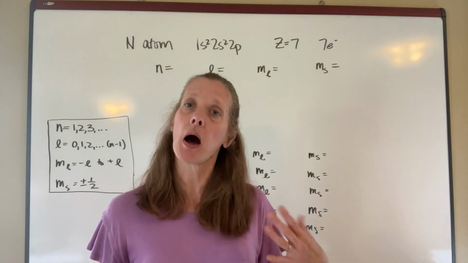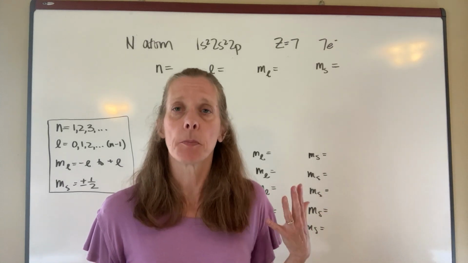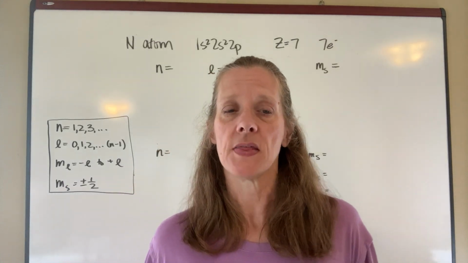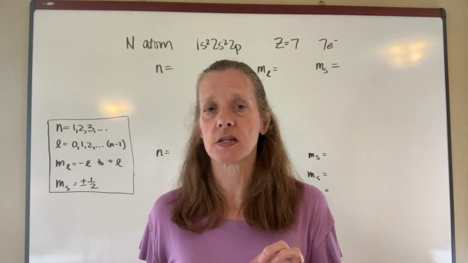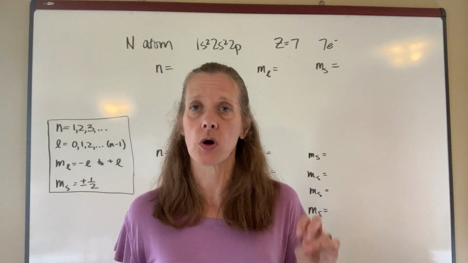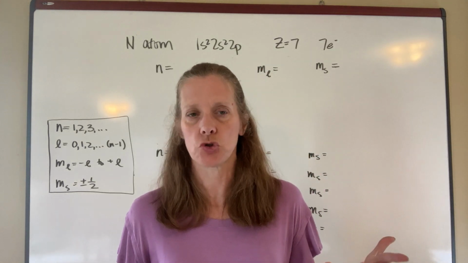And so that's where the Pauli exclusion principle comes in. The Pauli exclusion principle says that no 2 electrons in an atom can have the same 4 quantum numbers, which means they're not going to be able to share a bedroom.